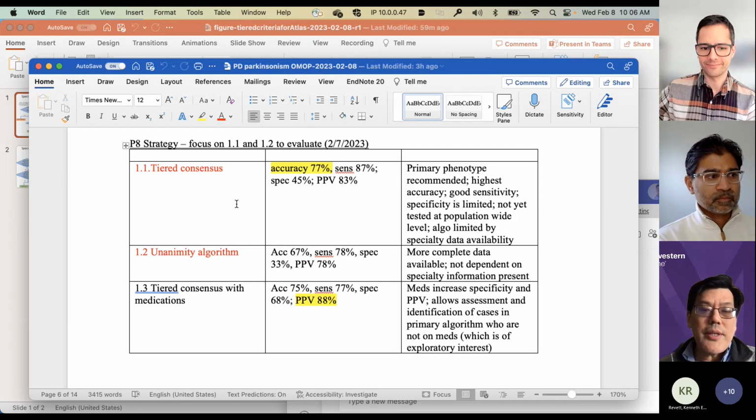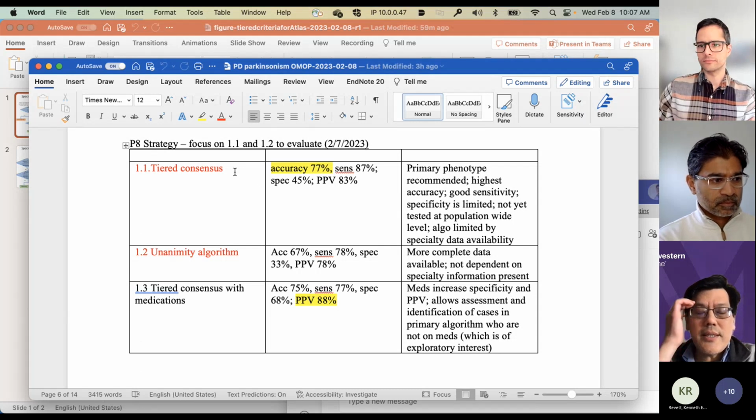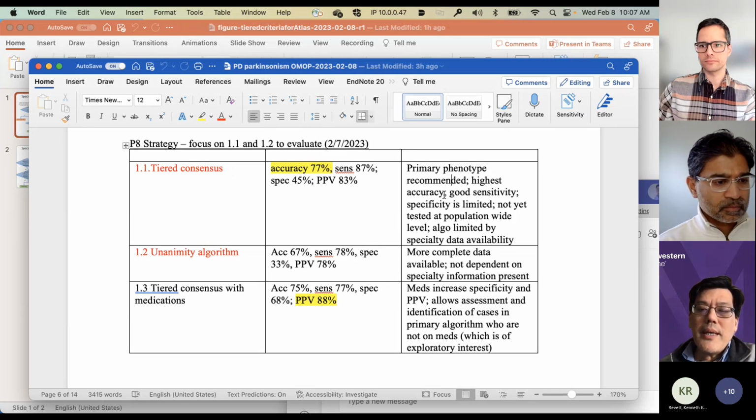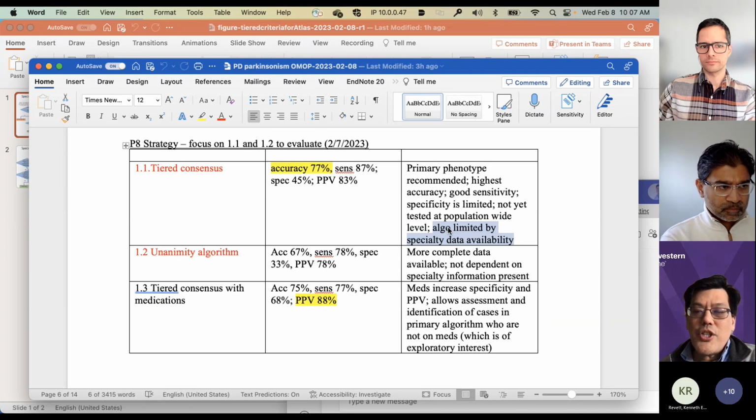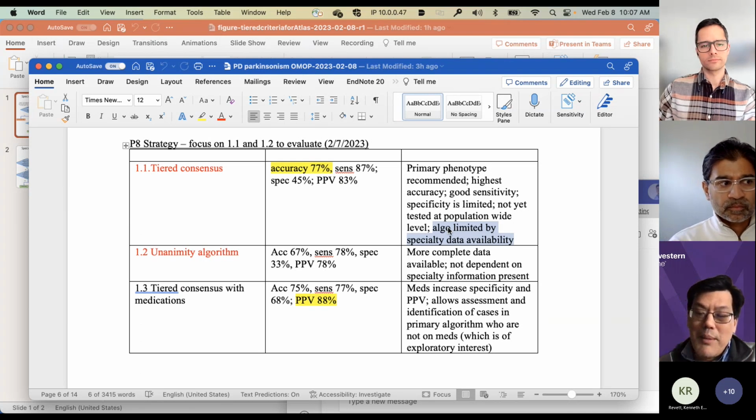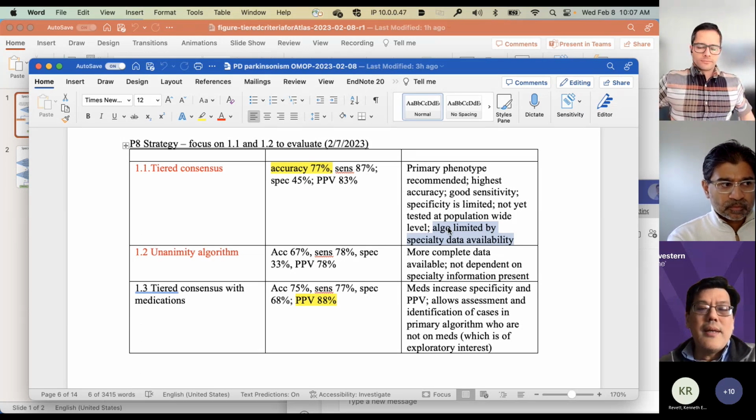The challenge is that the top accuracy combination of PPVs and sensitivity, specificity, the highest one was what they called the tiered consensus algorithm, which is recommended, but is limited by needing specialty information. But I think it would be the opportunity to run this at a network level and just quantify how variable and what the limitations of the OMOP model may be for capturing specialty and how important it is.